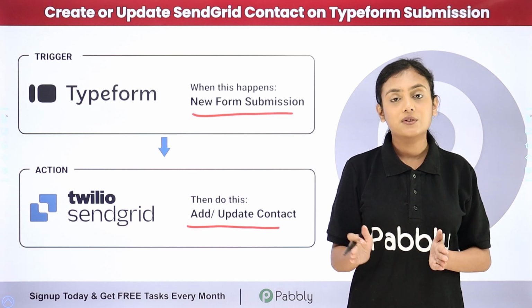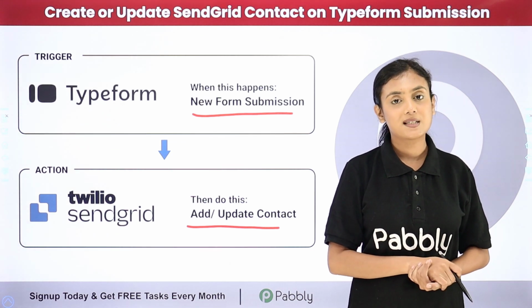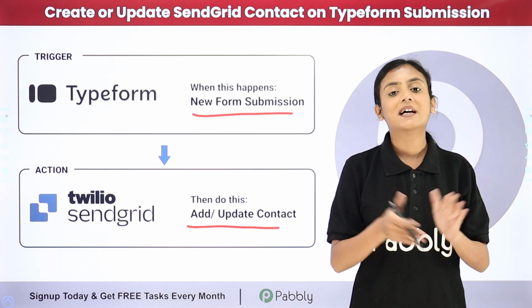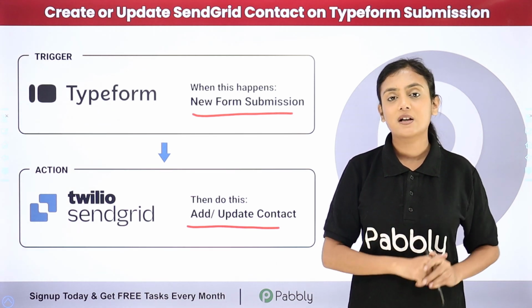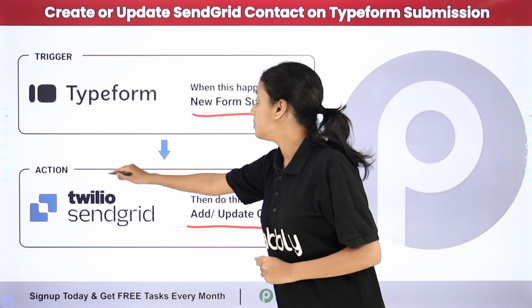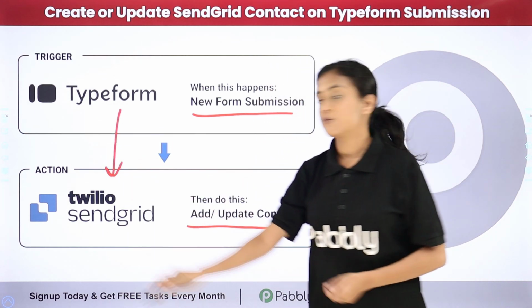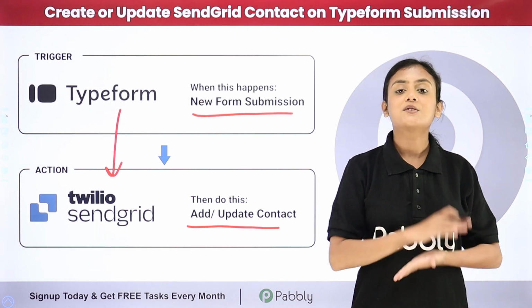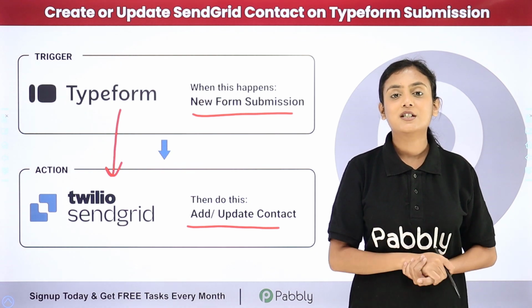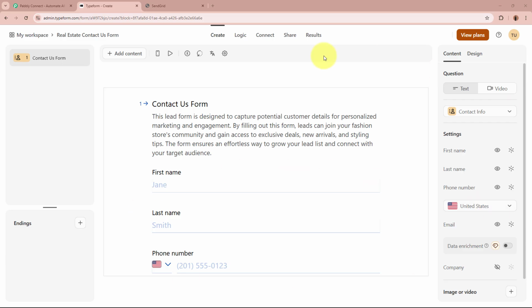Now creating these contacts manually can be very time consuming. So what I've done is I've simply automated this entire process with the help of Pabbly Connect, which is an amazing automation and integration software. And here in this automation, I'm going to build a connection between Typeform and SendGrid with the help of it. So if you also want to learn about this amazing automation process step by step, for that let me take you to my screen.